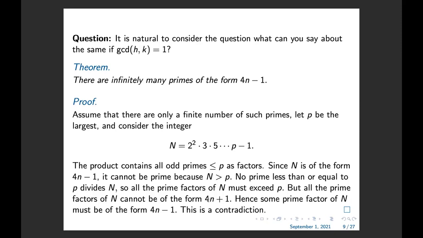In fact, we can say that all the prime factors of n are of the form 4n plus 1. If all the prime factors of n are of the form 4n plus 1, then ultimately the product would be of the form 4n plus 1. But here we have n of the form 4n minus 1. How will that be possible, right? So n must have a prime factor of the form 4n minus 1, which is a contradiction, right? So we can say that there are infinitely many primes of the form 4n minus 1.